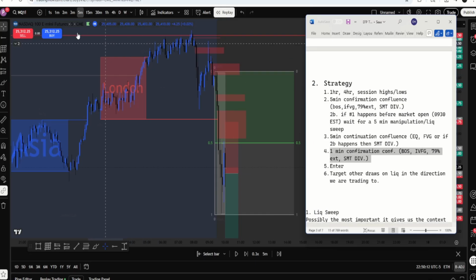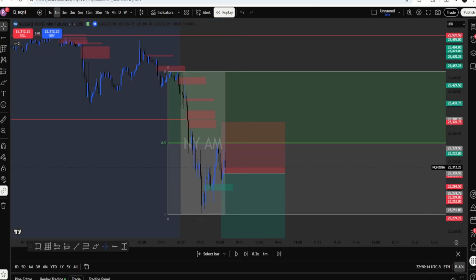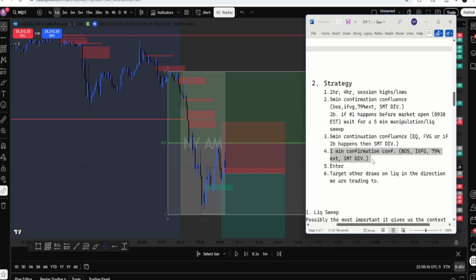I hop into the 1 minute now. What am I looking for? Once I hop into the 1 minute, I'm looking for the same thing I was looking for in step two: either a breaker structure, inverse fair value gap, 79% extension, or SMT divergence.